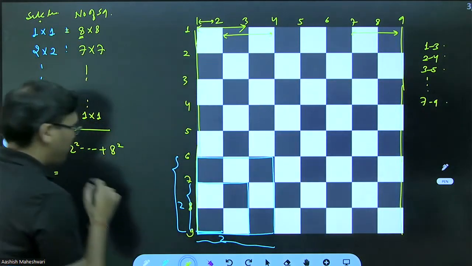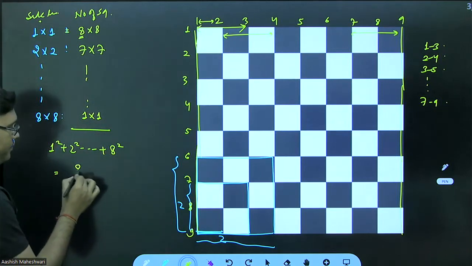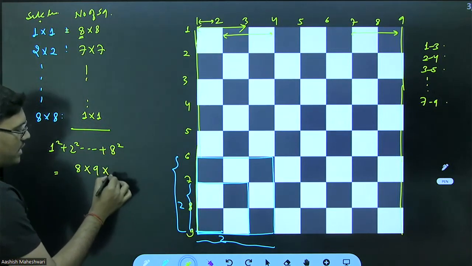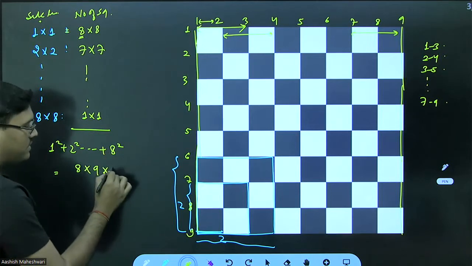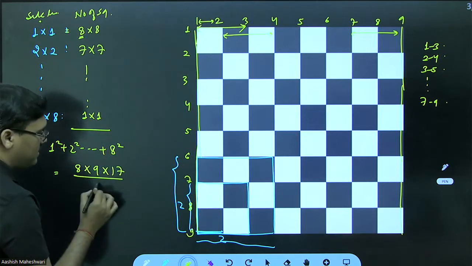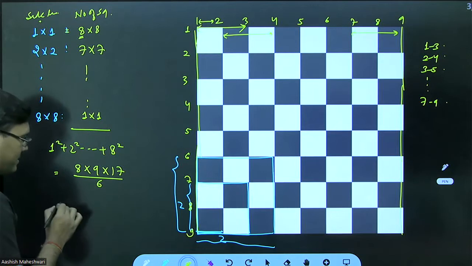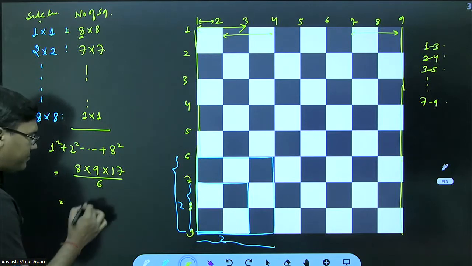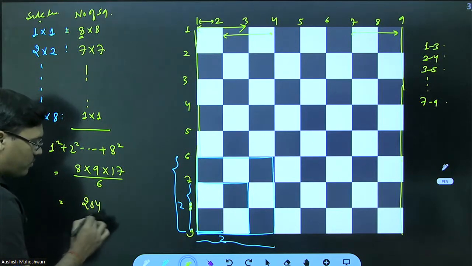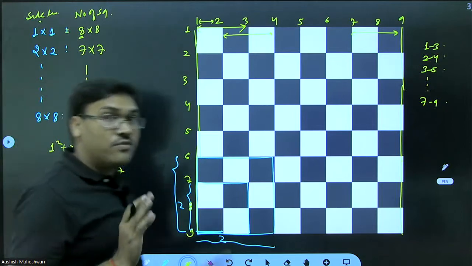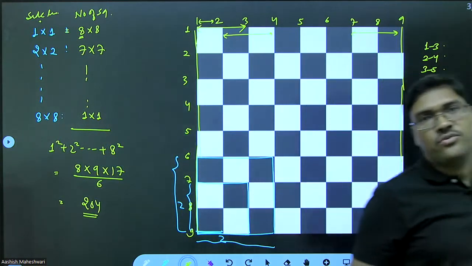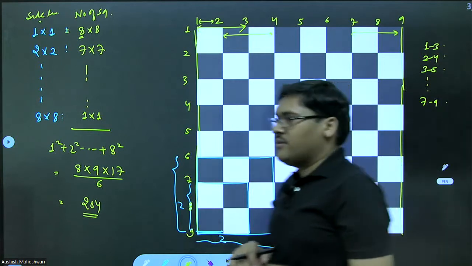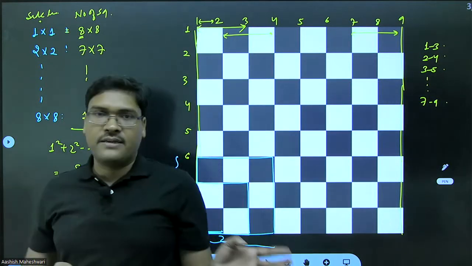So what is this value? If you know the formula, this is n into n plus 1 into 2n plus 1 by 6, that is 8 into 9 into 17 by 6. If you just check this, you will find this is 204. So total number of squares will be equal to 204 here, right? So this is how we calculate the number of rectangles and number of squares.